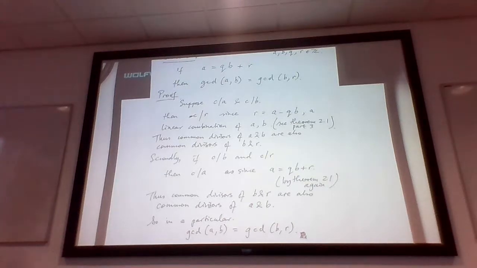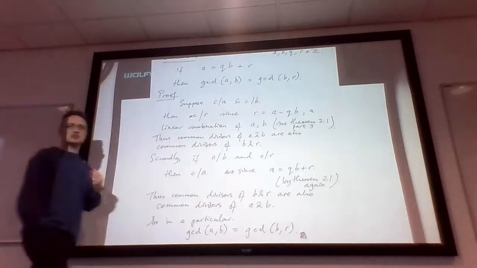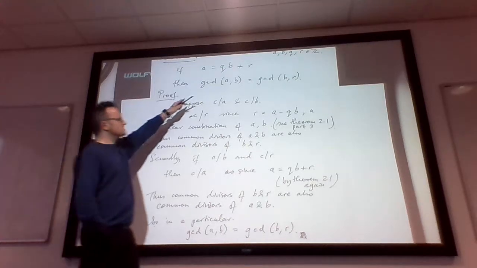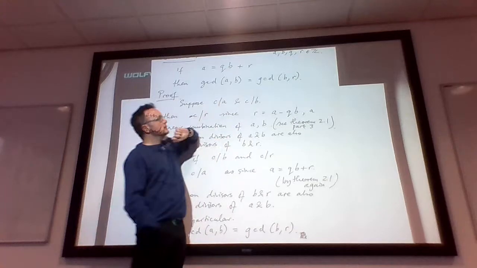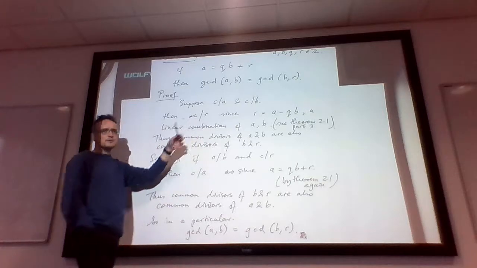But why R? Because R is a remainder. How could it be true? You say the greatest common divisor of A and B is the greatest common divisor of B and R. How could it be true? So this question is, R is a small quantity, R is the remainder, so how could the greatest common divisor of B and R be the same as that of A and B?